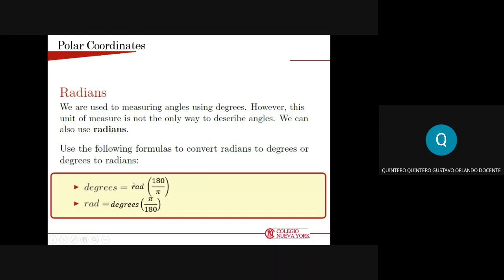So let's say you have a number in radians and you want to change it into degrees. You are going to use the first formula. Instead of the word rad, you write the number that you are given, the number in radians, multiplied by 180 divided by pi. Just put that inside a calculator, and then you are going to have the number in degrees.